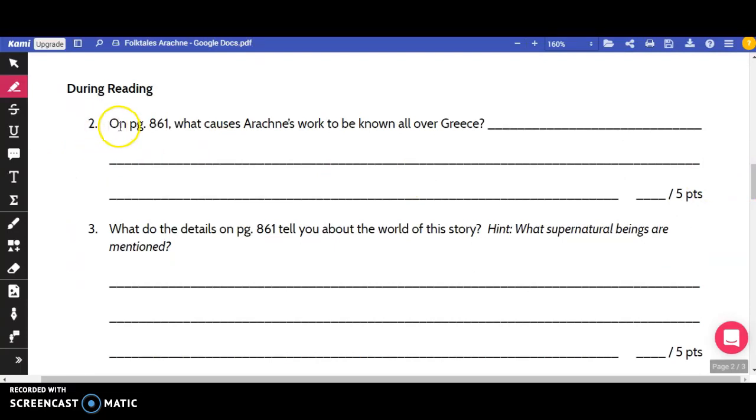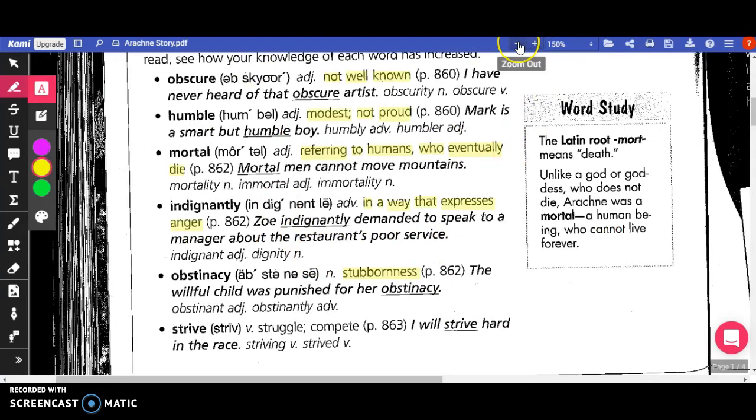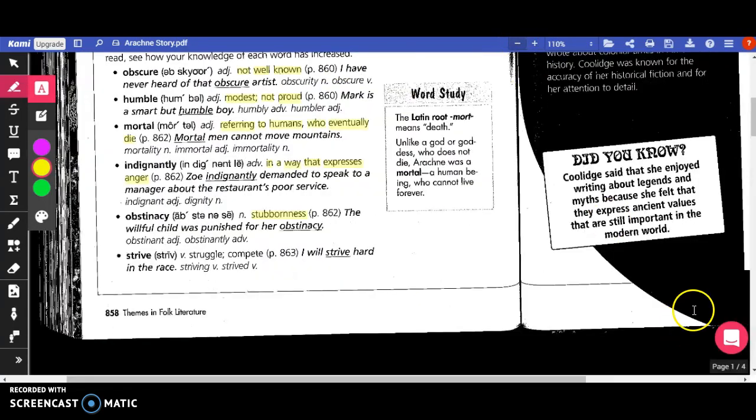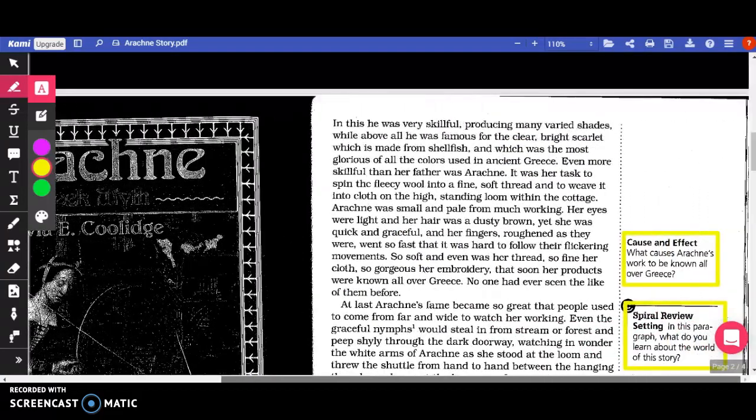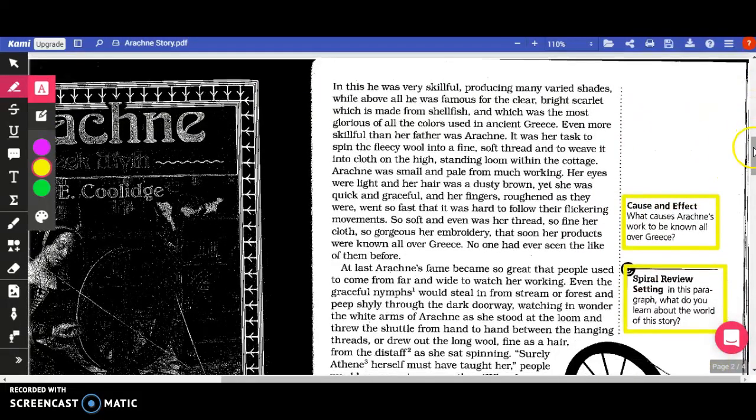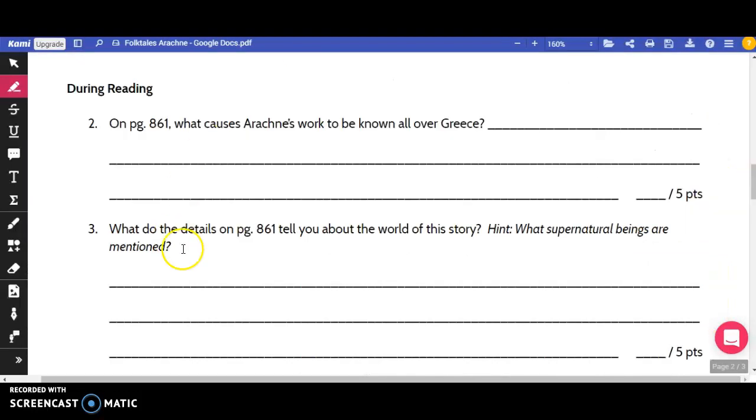The first question for during reading is on page 861, what causes Arachne's work to be known all over Greece? So in order to answer that question, you would need to go to page 861, which is here, and find out what it was that made Arachne's work known all over Greece.